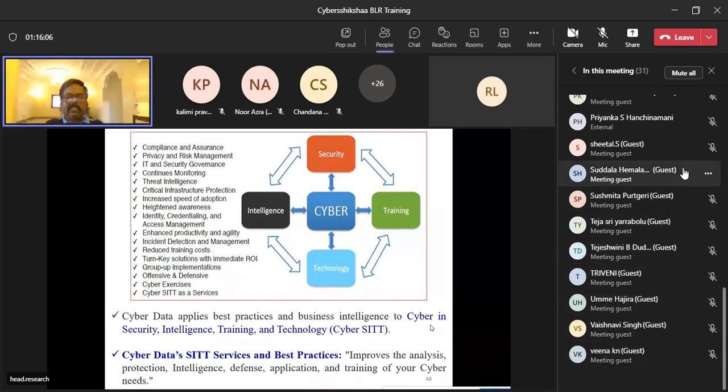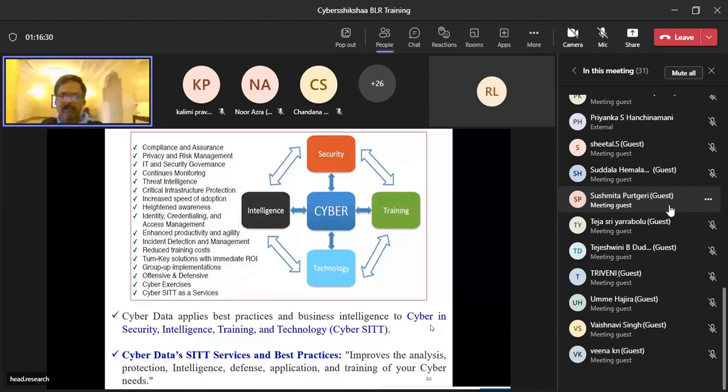Cyber data applies best practices and business intelligence to cyber security intelligence, training, and technology. That is called cyber SITT. Cyber data's SITT services and best practices: why are we using them? It improves the analysis, protection, intelligence, defense, application, and training of your cyber needs.